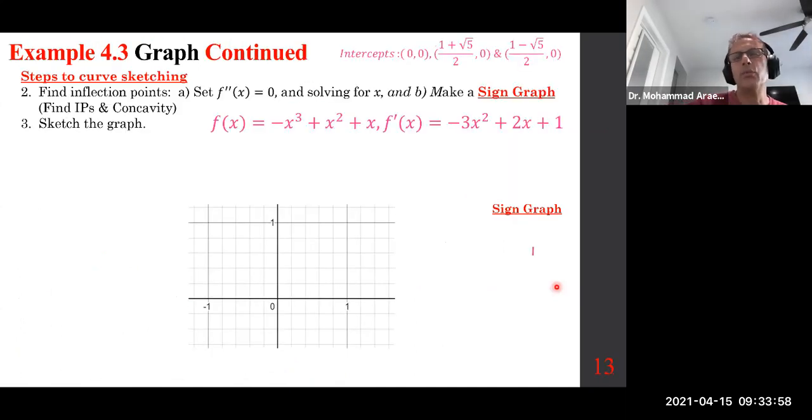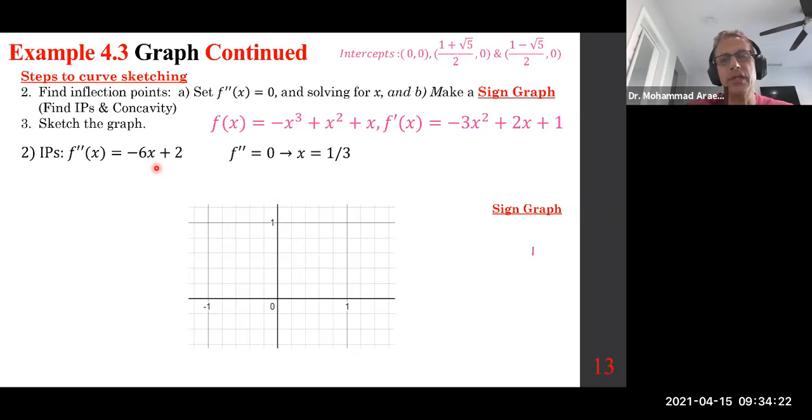We write what we found from the previous one, the steps and everything. And now we're going to go to f double prime. Here's f prime. Differentiating gives us negative 6x plus 2. When we set this equal to 0, x becomes positive 1/3. That is a possible point of inflection.